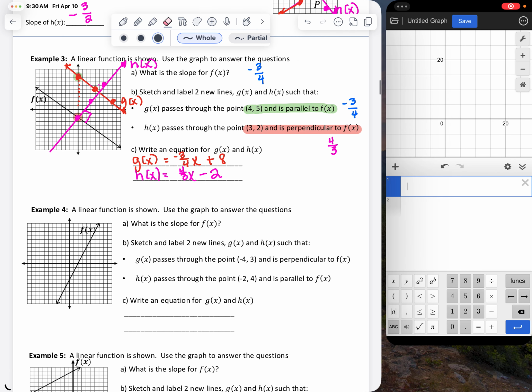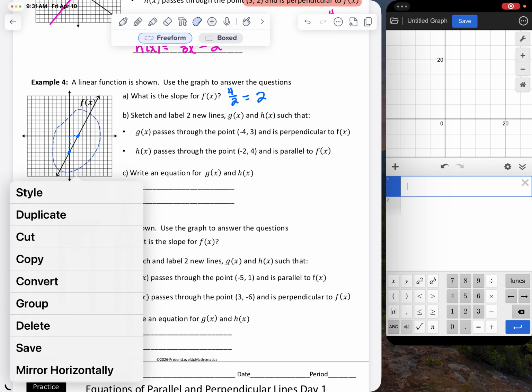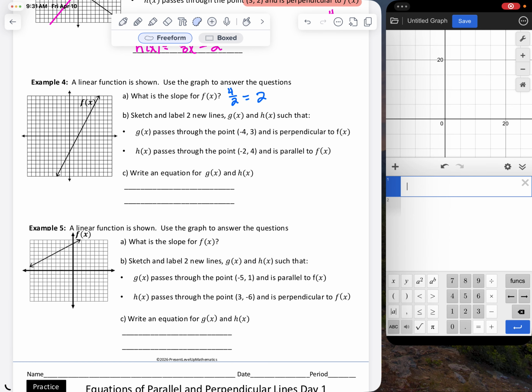All right, example 4. A linear function is shown below. Use the graph to answer the questions. So the first thing you always do is find your original slope. So let's see. Let me get 2 friendly points here. I'll use this one and this one. 1, 2, 3, 4. Right 2. So 4 over 2. That would be a slope of 2. Okay. So now we've got our original slope. Now we can draw our 2 new lines.